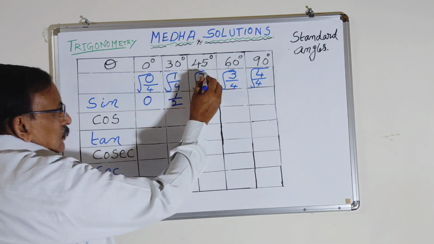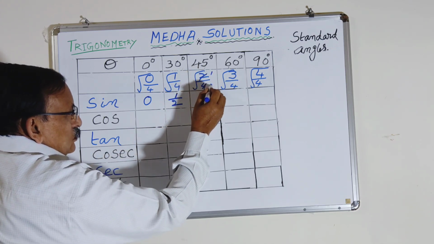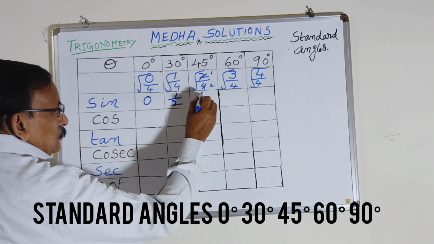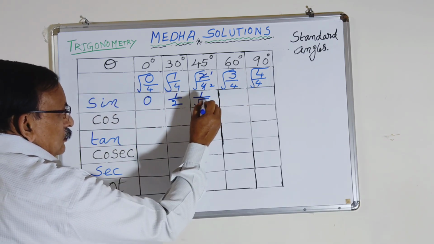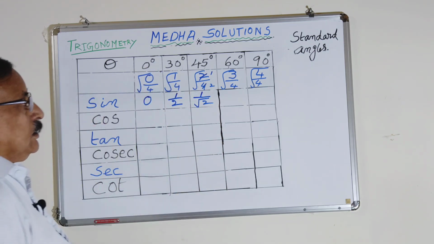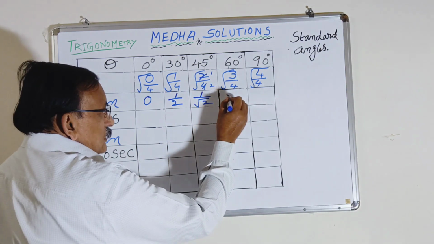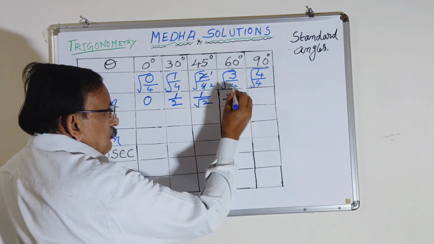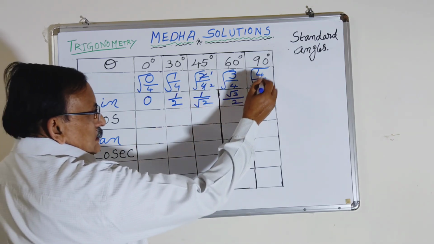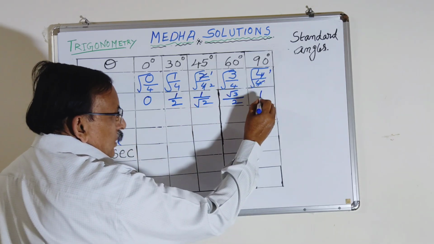Here 2 and 4 can be cancelled, 2 ones are 2, 2 twos are 4. Again 1 by 2 is there. The square root of 1 by 2 is equal to 1 by root 2. And there cancellation is not possible. Root 3: the root of 3 is root 3, by the root of 4 which is 2. Root 3 by 2. Here 4 and 4 cancel. Root 1 is equal to 1.